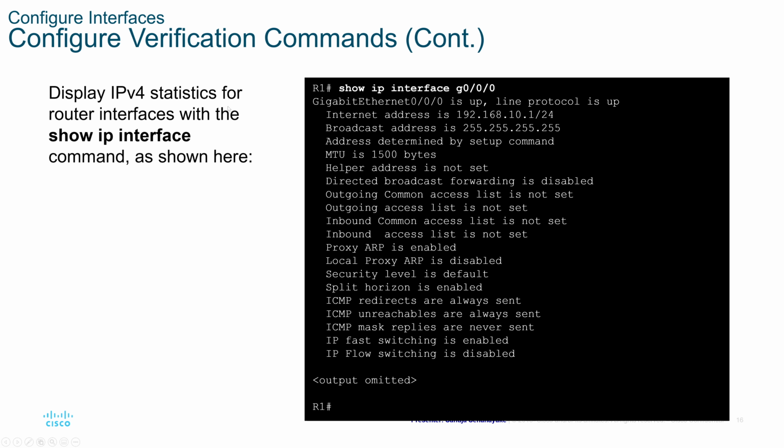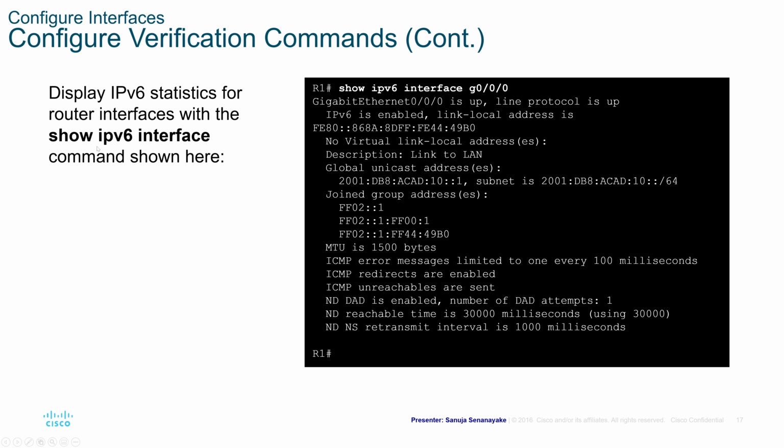To display the IPv4 statistics for a router interface, you use the show IP interface command, and it looks like this. In this case, we are looking at G0/0/0, and it will show the statistics for the IPv4 associated with that G0/0/0 interface. Again, I will show this in the live lab video. The show IPv6 interface command shows the exact same information except for IPv6. Again, I'm not going to go through them right now. I'll go through them in the lab lecture.